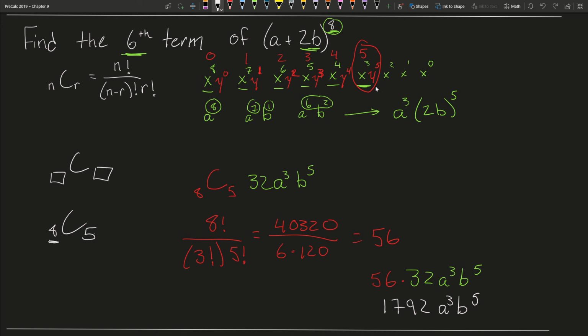Mine won't work for that. It gives me answer NCR. Yeah, you have to type in 8 first and then do it. So your calculator is probably just a little bit older or a little bit more out of date.